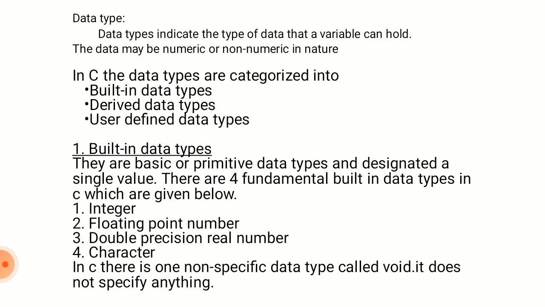These data types have different storage capacities, means to store integer type of data, to store floating point data. So every data type has a different storage capacity. The data may be numeric or non-numeric in nature. You can store any type of data, numeric or non-numeric.